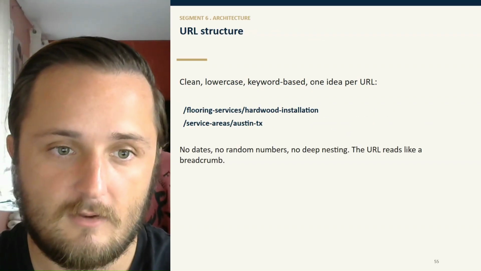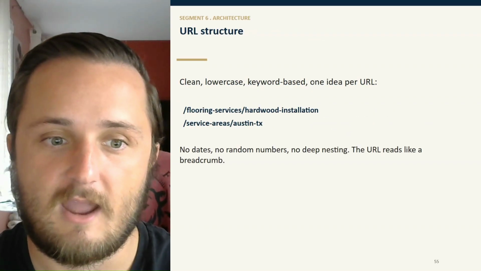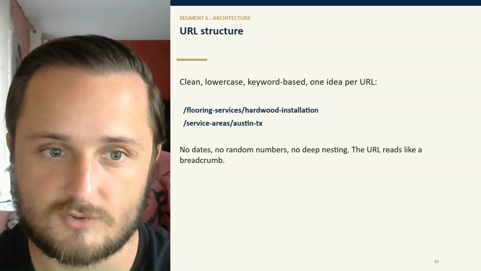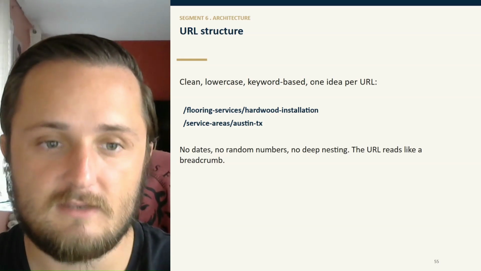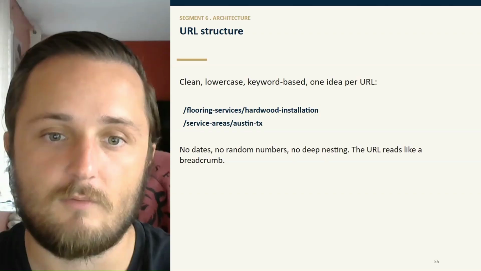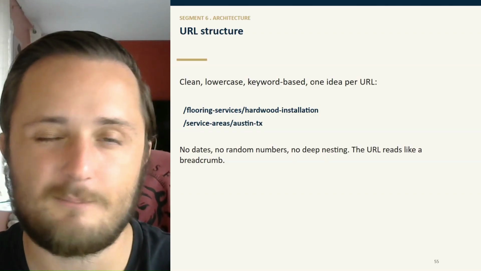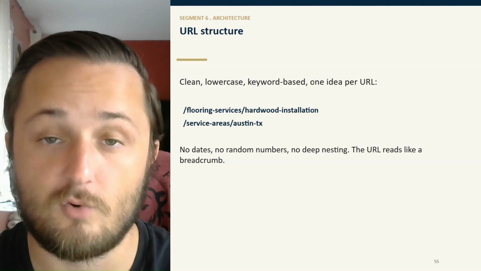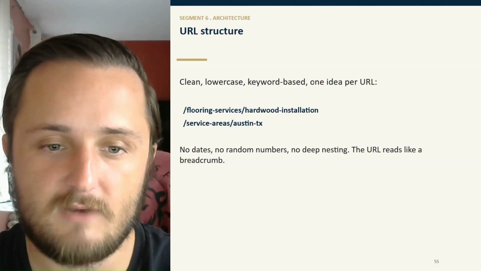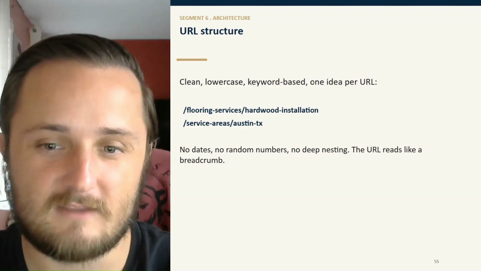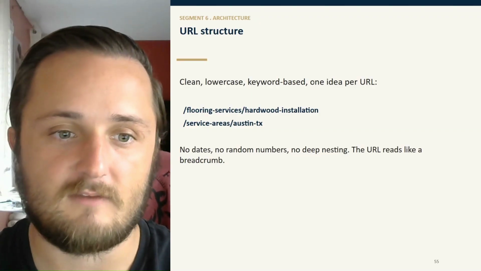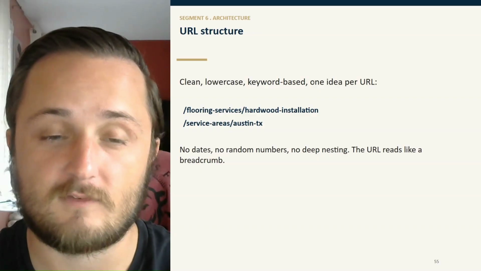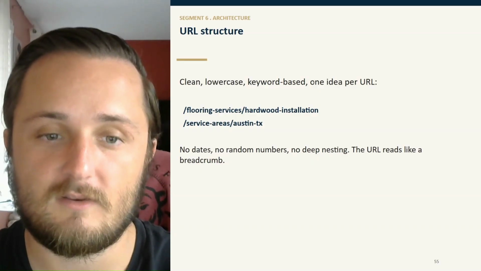So next, what we also want to consider is how are we going to do the URL structure? When we go to do the URL structure, you want to make sure it's clean, it's all lowercase, and then you want to make sure it's keyword based, and you've got probably one idea per URL, right? So you don't want no dates, no random numbers, no deep nesting. The URL reads like a breadcrumb, right? So here's an example. You want to do /flooring-services/hardwood-installation.